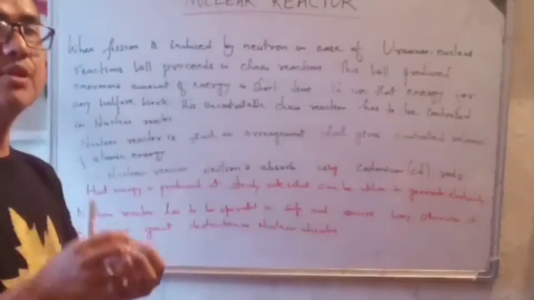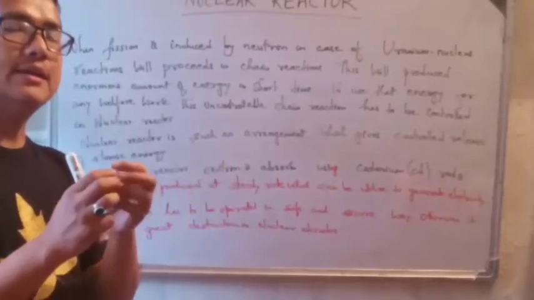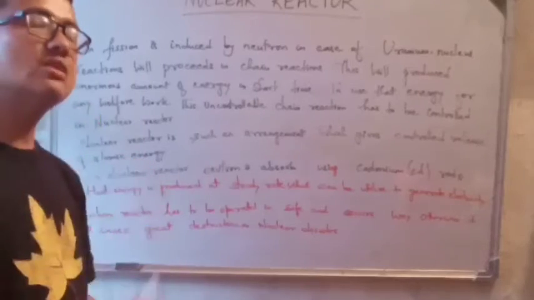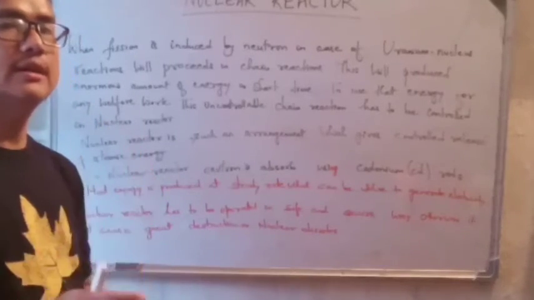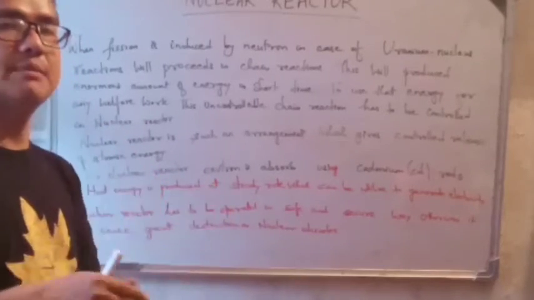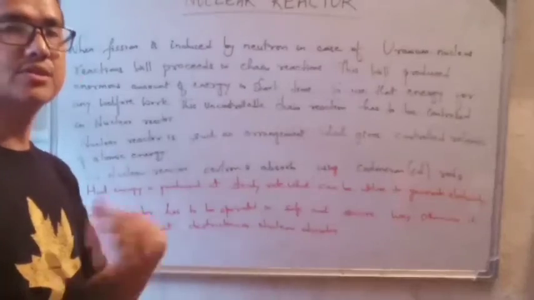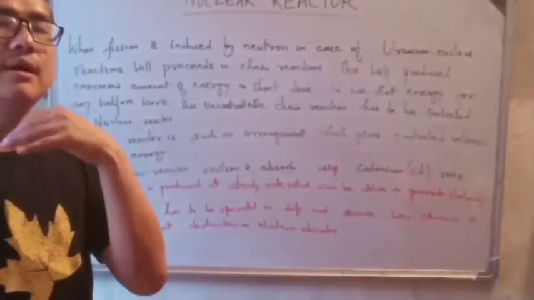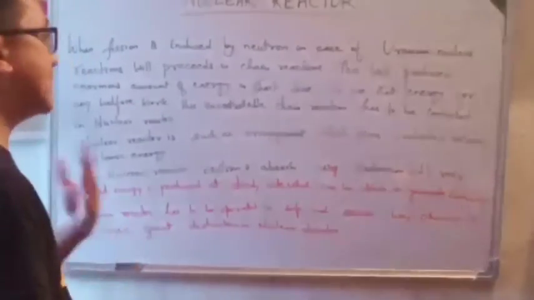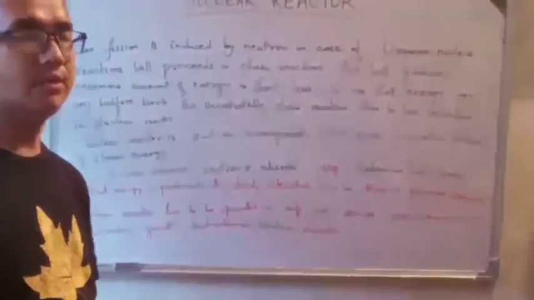We use a cadmium rod to control the neutrons, and if the uncontrollable chain reaction is controlled, the energy which it produces can be utilized for production of energy by which we can generate electricity, and that can be utilized for welfare work.